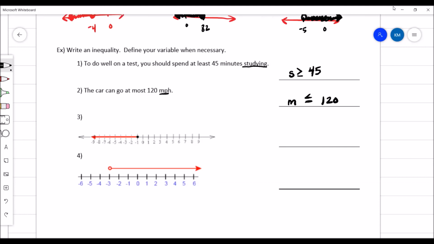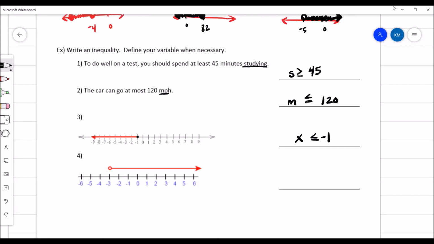Looking at number 3. Now we don't have a situation, we just have a number line. On this number line, we see a closed circle going to the left. Pretty easy here. Closed circle going to the left, less than or equal to. And so we're going to just put a variable here. I just put X. There's no situation to think about. And then where is our boundary? Our boundary is at that -1. That's where it starts. So X is less than or equal to -1. That's how this graph would look.